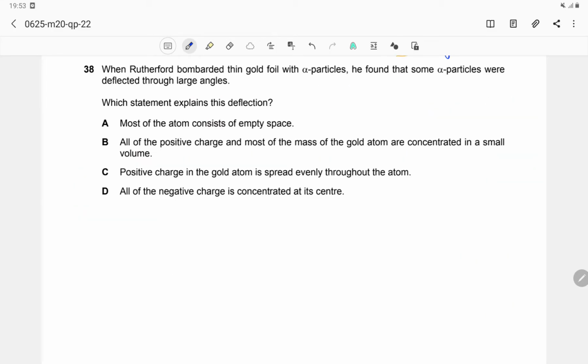Question 38. When Rutherford bombarded thin gold foil with alpha particles, he found that some of the alpha particles were deflected through large angles. Which statement explains this deflection?